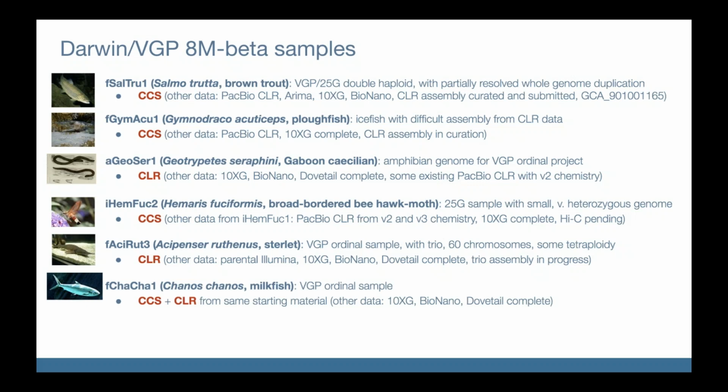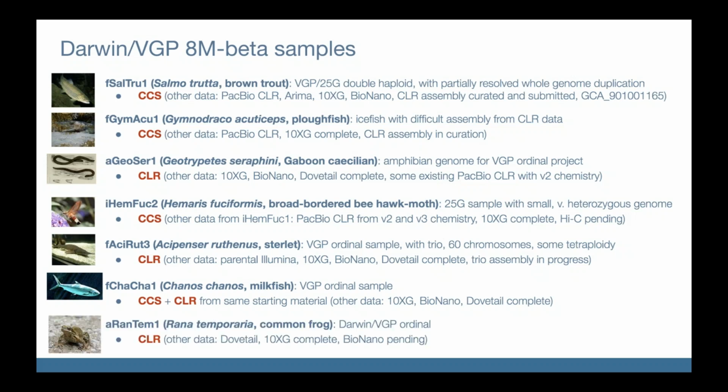The milkfish is one where, given a lot of the fish in the Vertebrate Genomes Project are proving quite difficult, this looked like a typical fish. We thought we'd produce both CCS and CLR data from the same starting material and put it out there as a data set for comparisons. And then lastly, another amphibian, a large genome, where we were trying to see how few SMRT Cells we could use to get a good quality genome assembly.